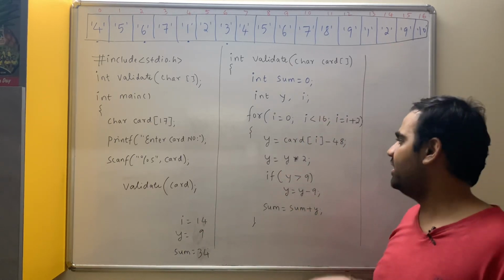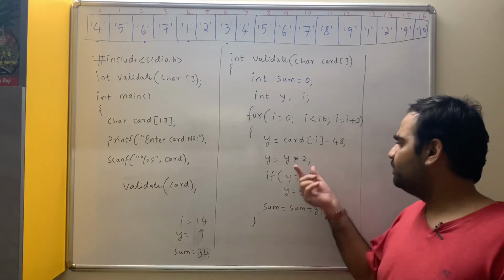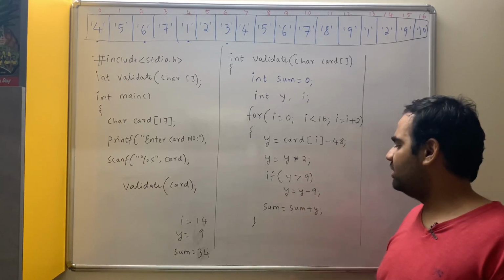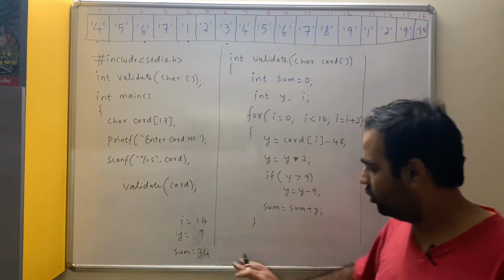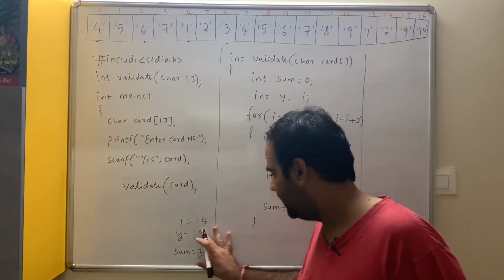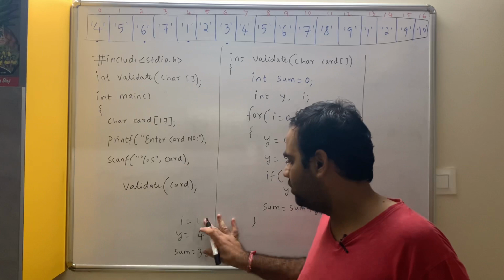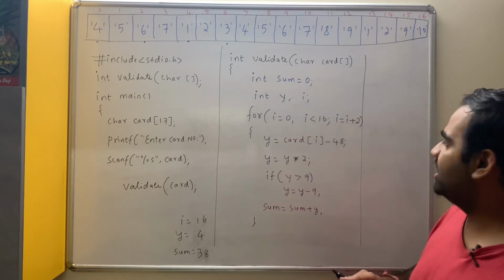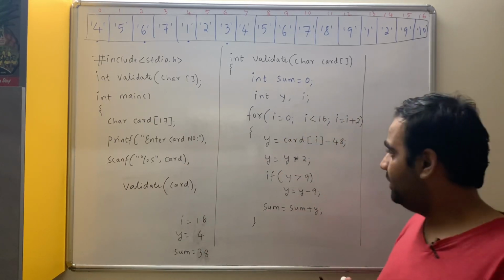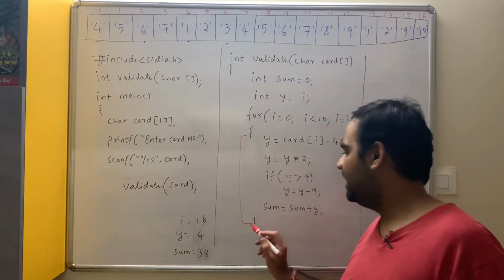14 less than 16. Yes. 2 minus 48 is 2. 2 into 2 is 4. 4 greater than 9? No. Therefore, sum plus 4. 34 plus 4 is 38. I is equal to I plus 2. I is 16. 16 less than 16 is false. That means you have completed with the even position.